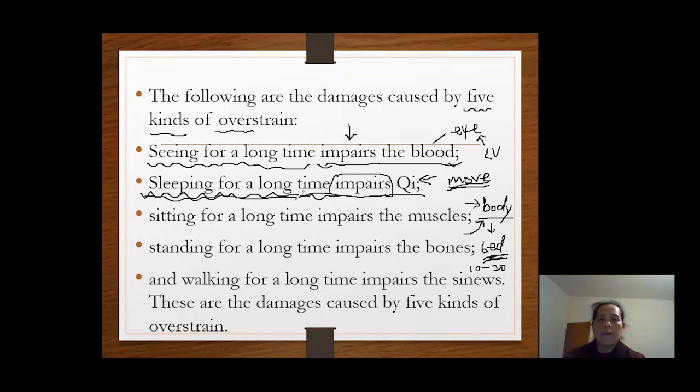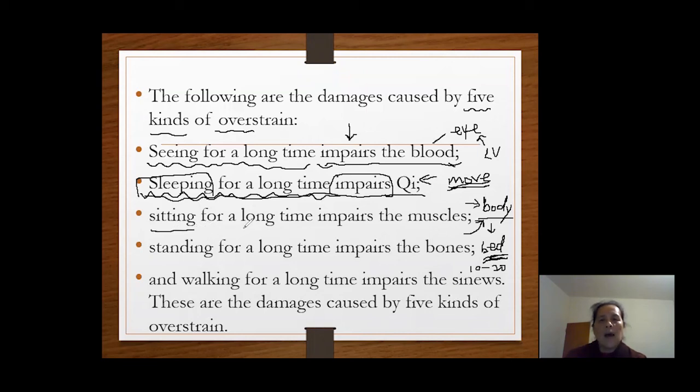So thus we say sleeping for a long term damages qi. So we put sleep here. Basically, you can change the words to lying down for a long term, whether they fall asleep or not. That's basically lying down for a long term. It damages qi. And we say lying down for a long term is not good. We can sit.